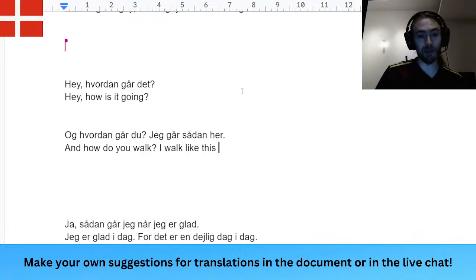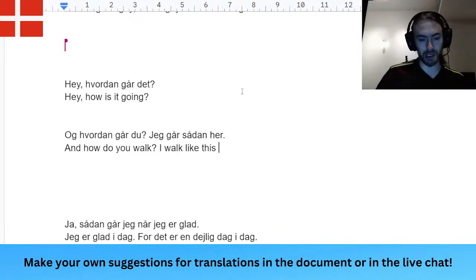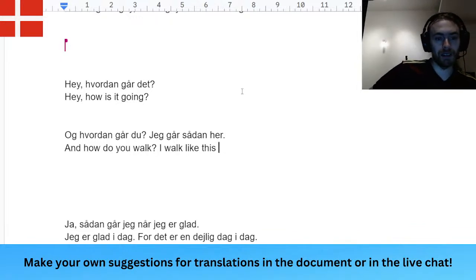So for Danish people, this is obvious. It's like, oh yeah, of course, it's just a wordplay. But if you're a foreigner, if you're learning this, it might be a little bit tricky. But that's a part of it. Right? It's a part of seeing these wordplays and not being totally thrown off. So that's what it is. So hvordan går du? How do you walk?